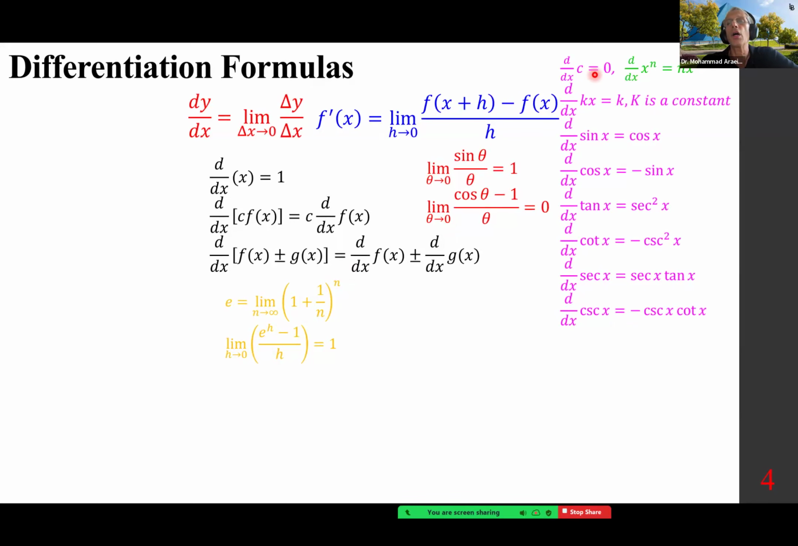The derivative of a constant is 0. This is called the power rule: the derivative of x to the power of n is n x to the power of n minus 1. The derivative of k times x is k. The derivative of sine is cosine. The derivative of cosine is negative sine. The derivative of tangent is secant squared. Cotangent is minus cosecant squared. Secant is secant x tan x. Cosecant is minus cosecant x cotangent x.